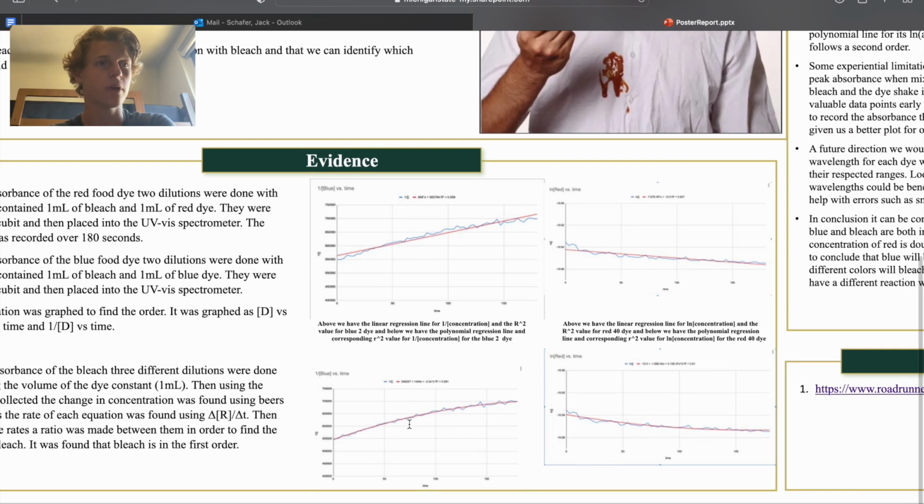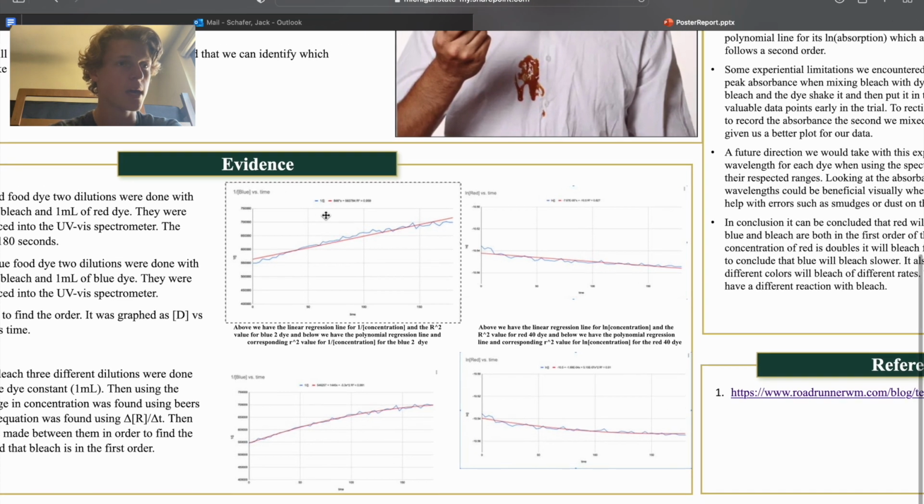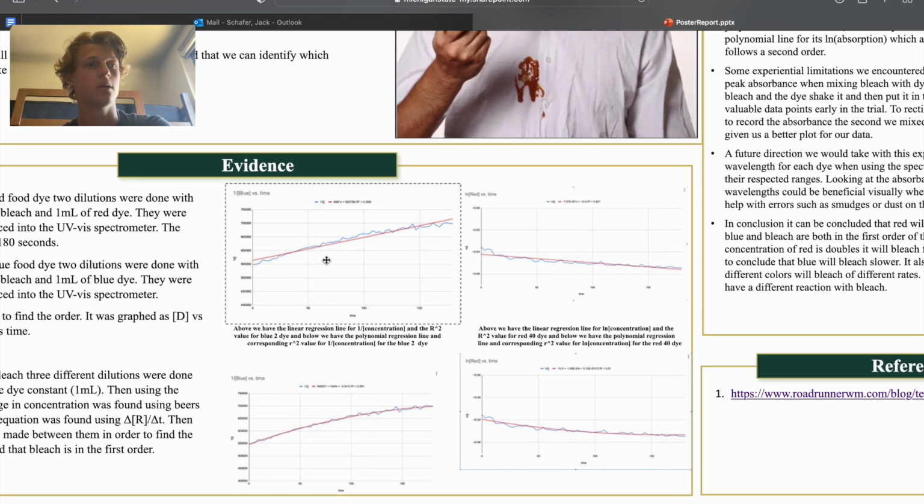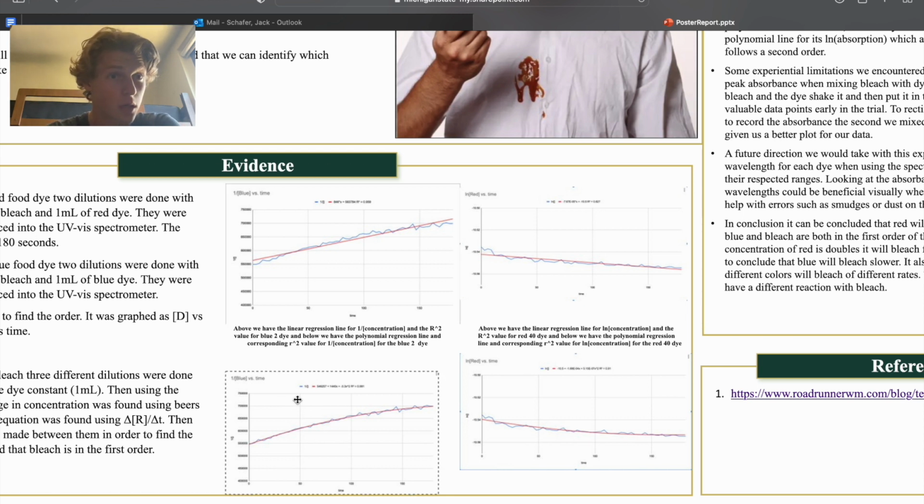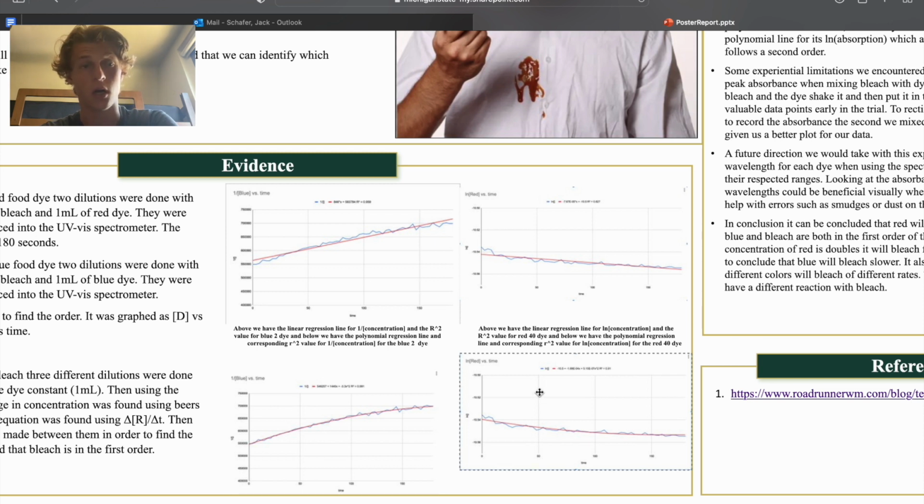Right here we have 4 graphs, and this graph shows a linear line for the blue dye. We used 2 different graphs: for blue, we used 1 over concentration, and for red, we used natural log of concentration versus time. This was mainly because it was more apparent to us using these 2 graphs, but it doesn't matter because it ended up working out.